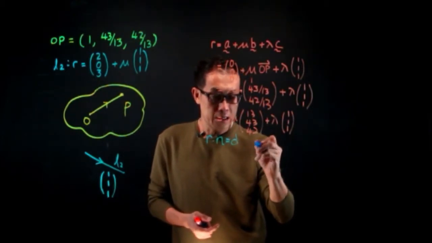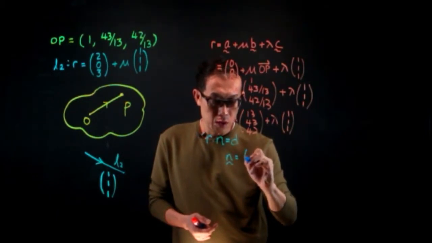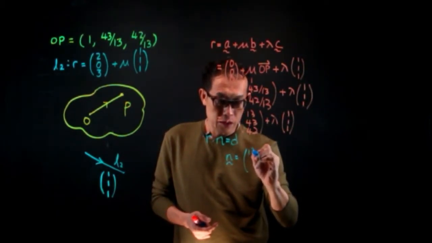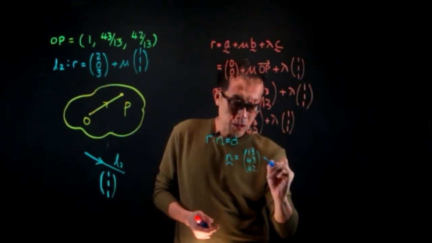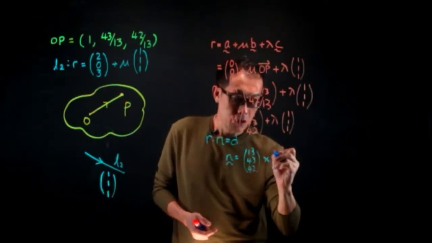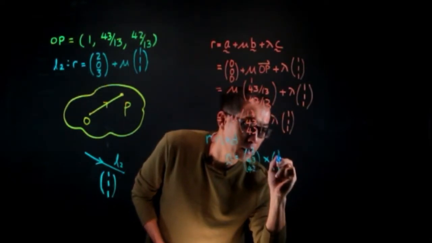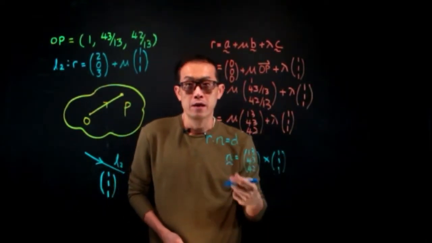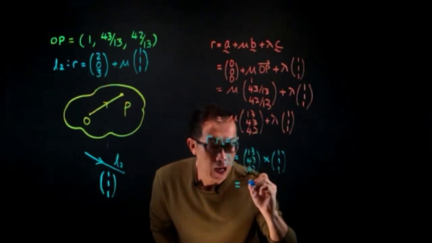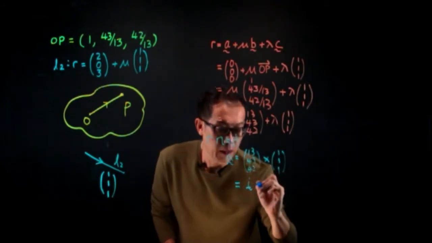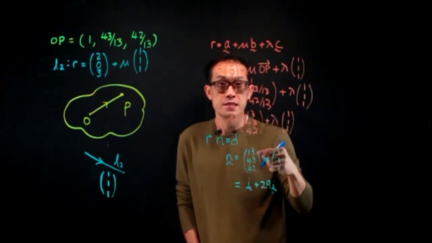So let's get n. Let n be equals to 1, 4, 2 cross 1, 1, 1. Okay. And for that, what will you get? i plus 29j plus 30k.